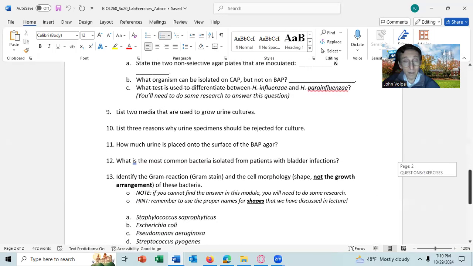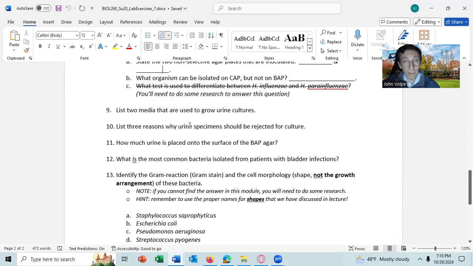All right. Question 9, list 2 media that are used to grow urine cultures. Question 10, list 3 reasons why a urine specimen should be rejected for culture. You can find those reasons in the lab module, although I haven't talked about that. 11, how much urine is placed on the surface of a blood agar plate from a urine specimen? 12, what is the most common bacteria isolated from patients with a bladder infection? And you must name the species here.